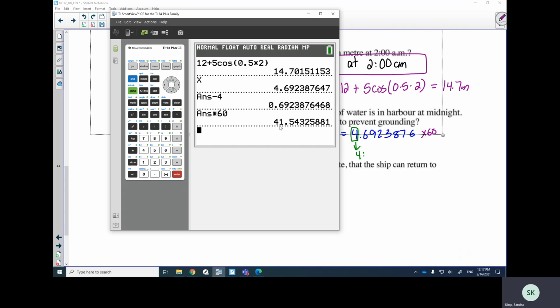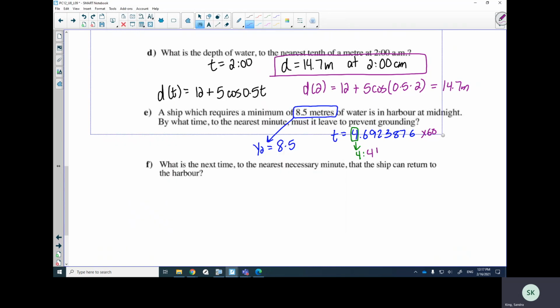So it's 41 minutes. Now, here's where we have to think. You guys, we got to think, is the answer going to be 4 hours and 41 minutes or 4 hours and 42 minutes? So let's write down both and let's see. So 4 hours and 41 minutes after midnight. Or rounding rules tells me I should go up to 4:42 a.m. But it's going to be one of these two answers.